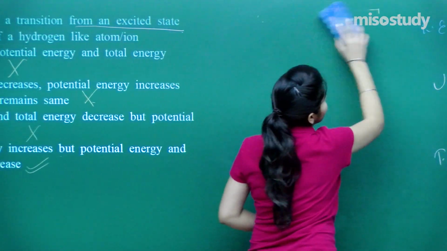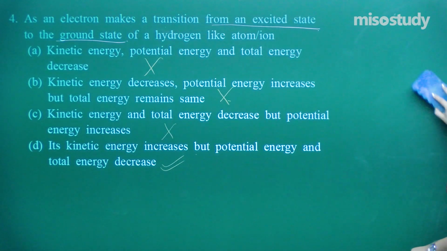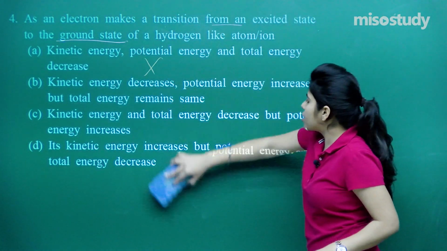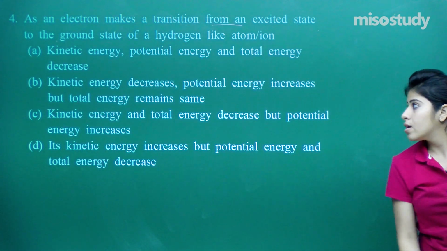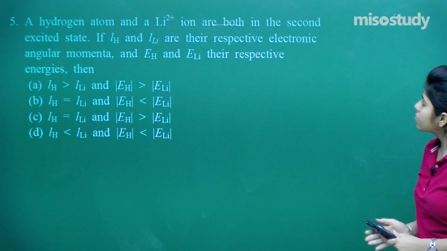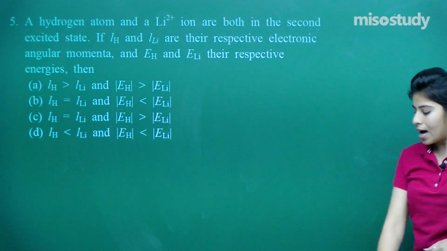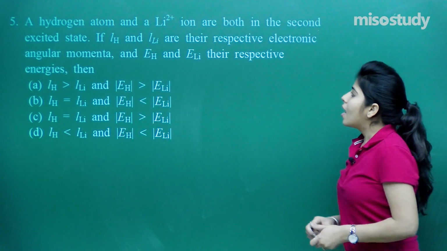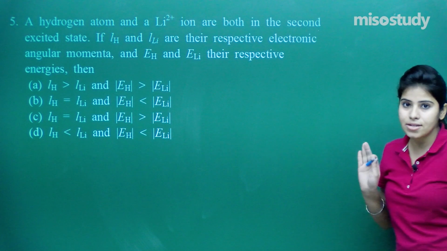We will now be moving towards the next question of the session, and we will be watching what the next question before us is. Before that, I should clean the board for you. Okay. So the next question says that a hydrogen atom and a lithium ion are both in the second excited state.